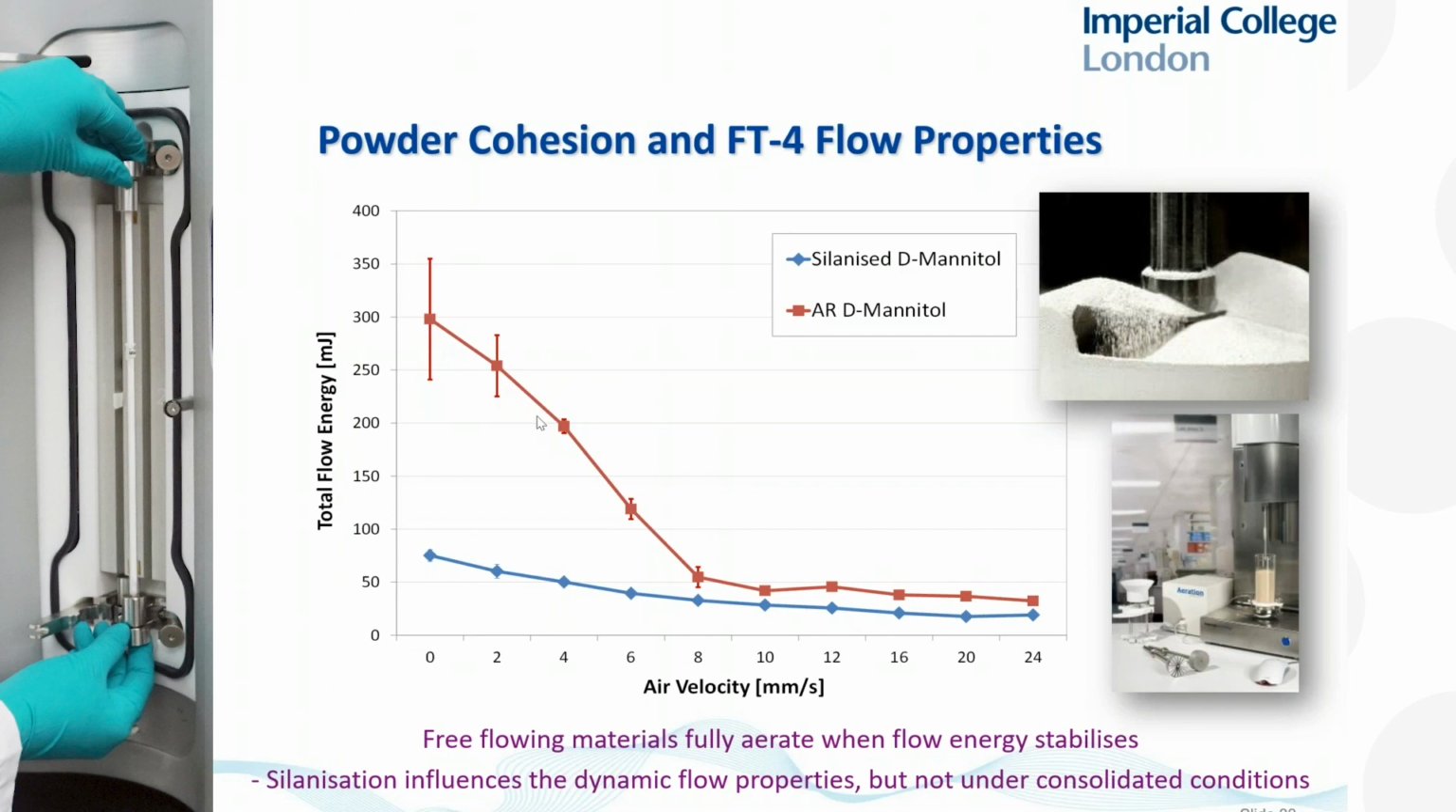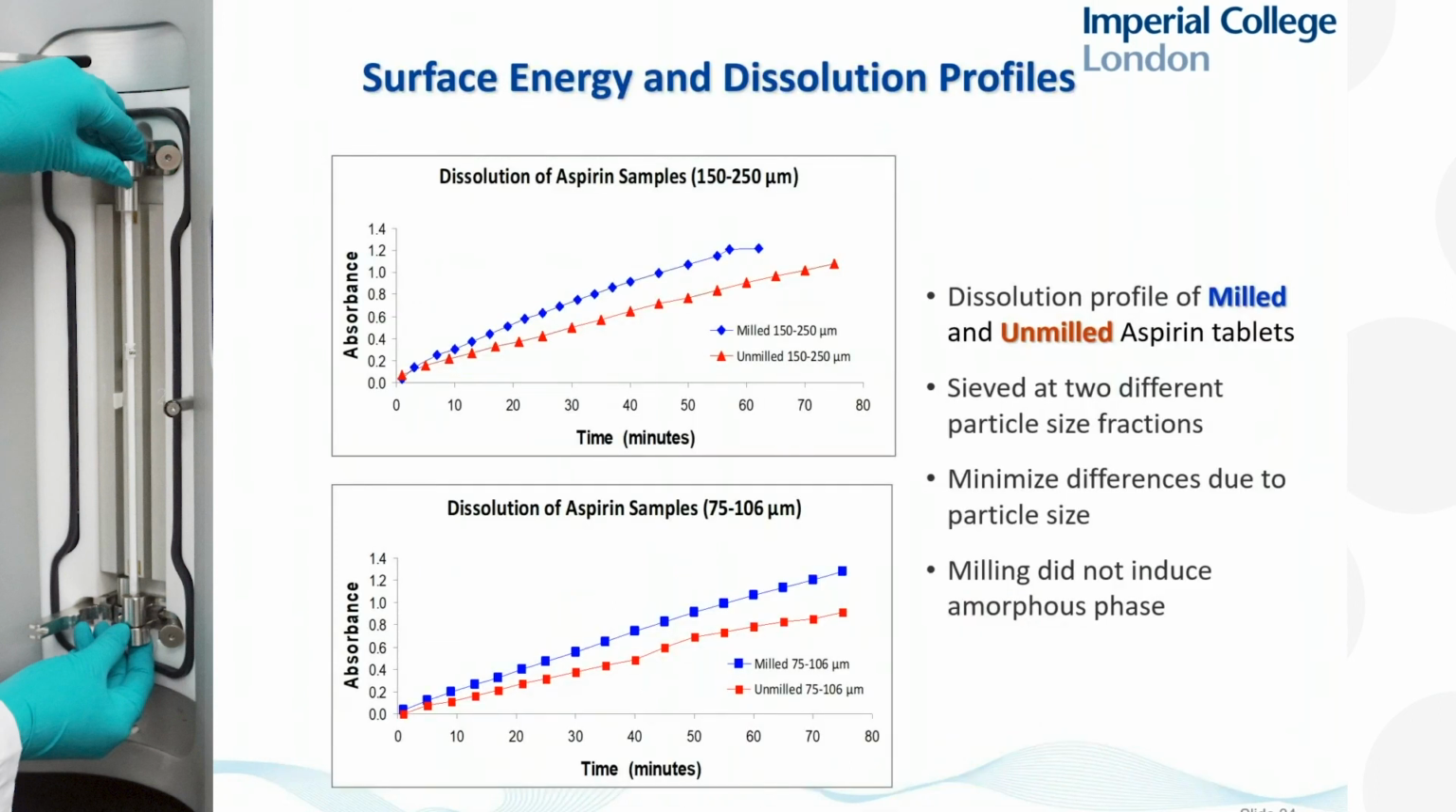So the FT4 data says, yes, the as received material is stickier, and the FT4 powder rheometer says, yes, the as received material is stickier. So basic validation that the adhesive properties of those powders agrees with what we see experimentally. So let's look at some other examples. And now we're going to look at some aspirin materials.